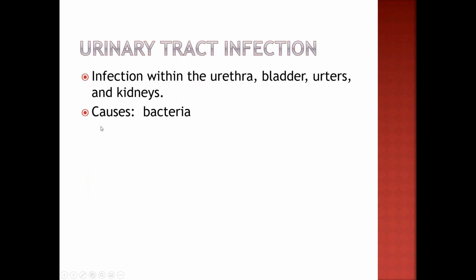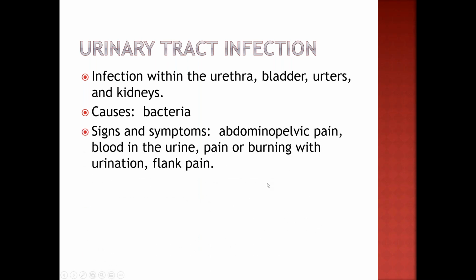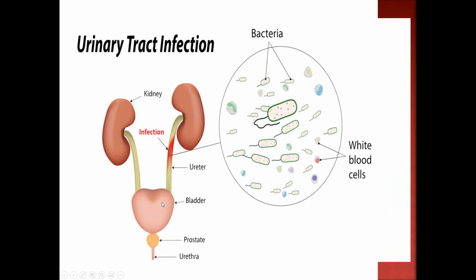Now on the renal emergencies, UTI is a very common emergency. We're going to see infection within the urethra, bladder, ureters, and kidneys. This is going to be caused by bacteria. Signs and symptoms that we're going to see: abdominal and pelvic pain. Could also see blood in the urine, pain and burning from urination, and then also flank pain. Could also see an altered mental status with this, especially with our geriatric patients, because of that high spike of fever.